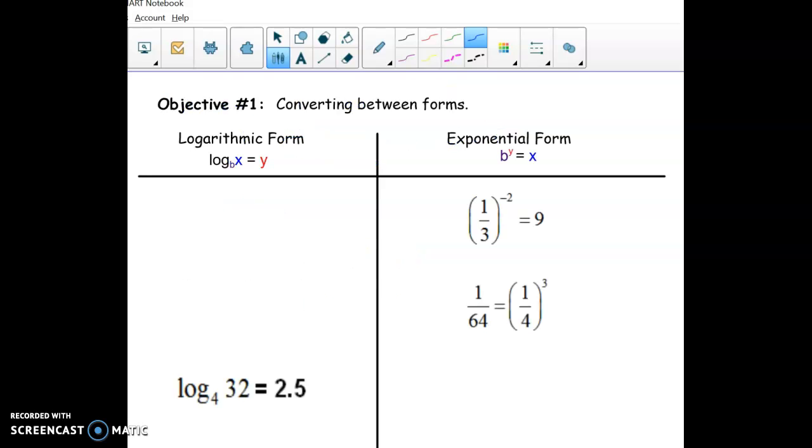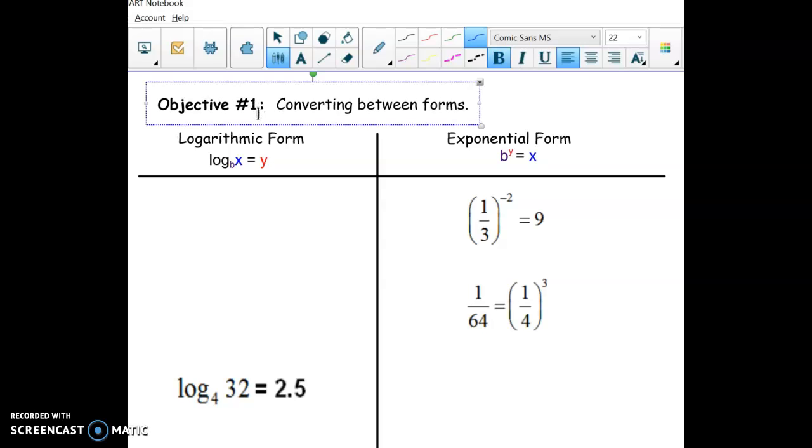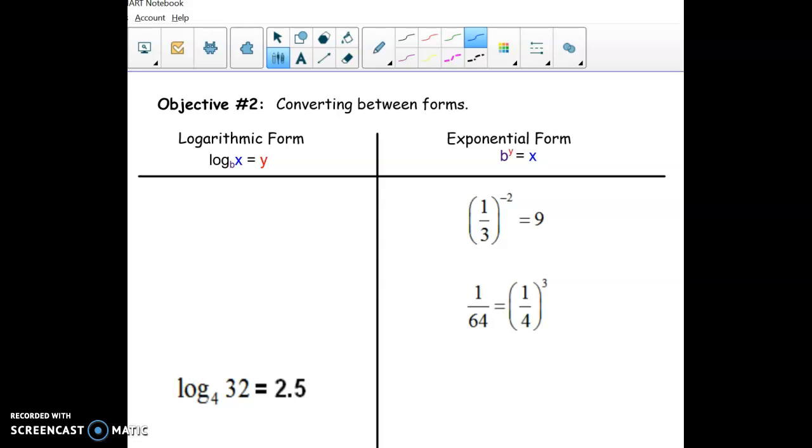All right, a few to practice switching forms. I think that's the huge objective that we needed from that. It was actually objective 2 from yesterday, but at any rate, see if you can switch forms on these.